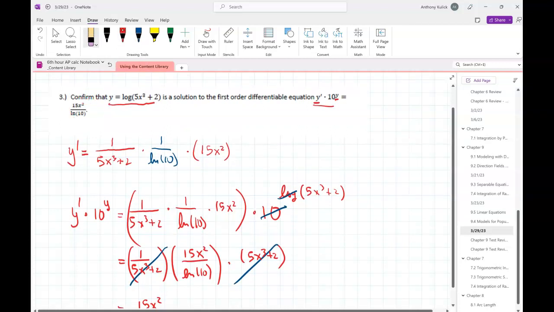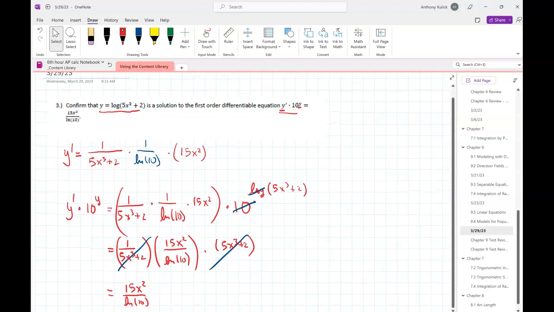We don't have to circle anything. Correct. You're just showing me the work on how to do it. Confirming means show, right? Is synonyms enough? Yeah.